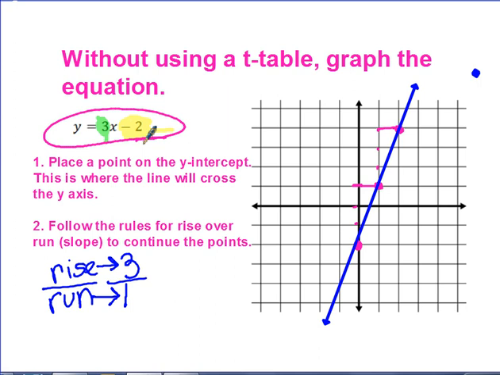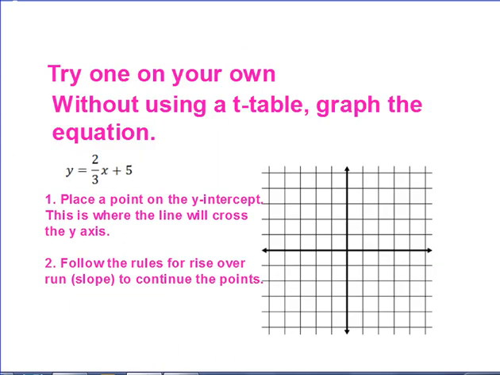All I did was find the y-intercept at negative 2 and then follow my slope, rise 3, run 1, rise 3, run 1, to find the next points for the line. Let's try one on your own and then check the answers with Ms. Garcia. I'd like for you to pause the movie, look at the equation 2/3 x plus 5, try to graph this equation without a t-table, and then play the movie again to check your answer.